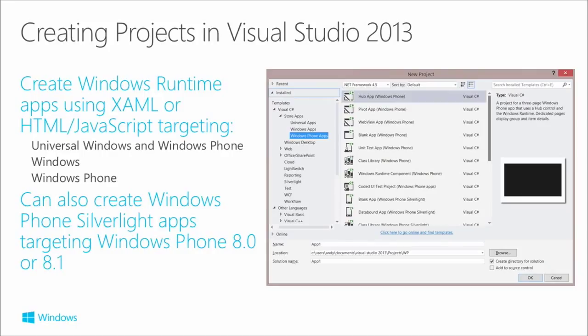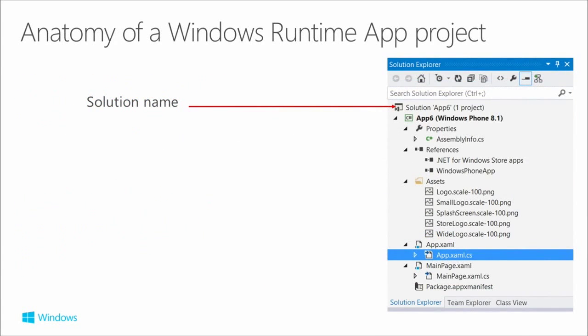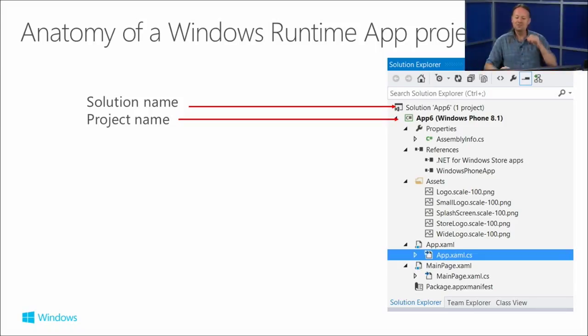We already looked at this in the introductory session. If you want to create an app, a project in Visual Studio 2013, we've got all those different project templates that you saw already: Universal, Windows, and Windows Phone. If we create a Windows Runtime App project, it looks a bit like this. You've got your solution. A solution is your high-level container for one or more projects. Typically, if you create an app for just Windows Phone, you'd have a single project in there. This one is called App 6, and in brackets, it tells you what platform it's targeting, Windows Phone 8.1.